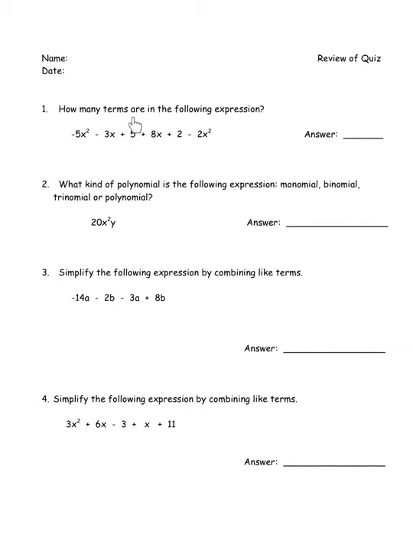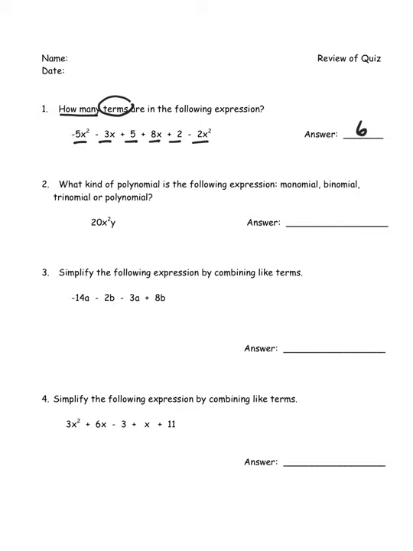It says, how many terms are in the following expression? Terms are separated by plus and minus signs. Every time we see one, there's a new term. So if we look at this, this is term 1, term 2, term 3, term 4, term 5, and term 6. So there are 6 terms. Now it didn't say like terms, it just said terms. How many are there? Well, there are 6 terms.